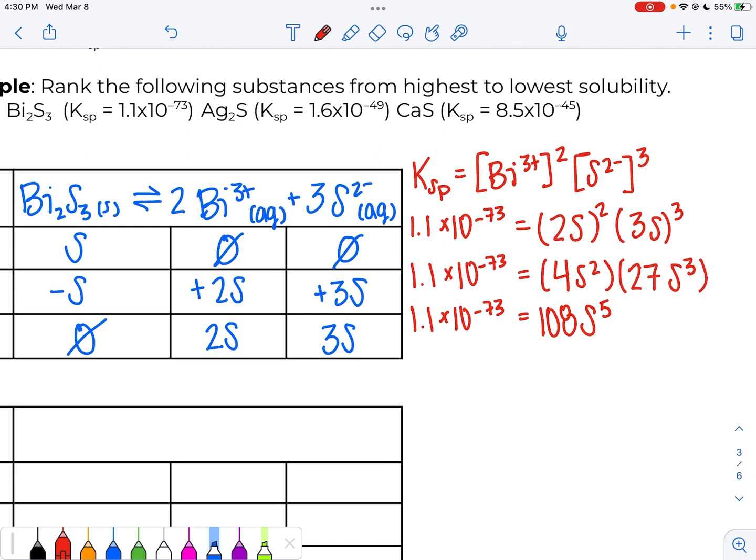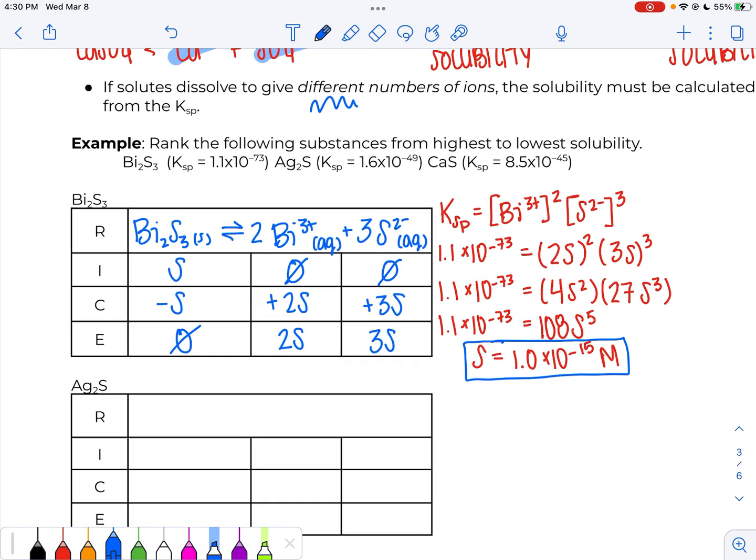So now we have to take the fifth root of something. Talk to me if you don't know how to do this in your calculator. I will show you how to do it later. For right now, I'm going to give you this answer because the other two do not have to do fifth roots. So for this first reaction, S, our solubility, is equal to 1.0 times 10 to the negative 15th molar. So this is our solubility for this reaction here.